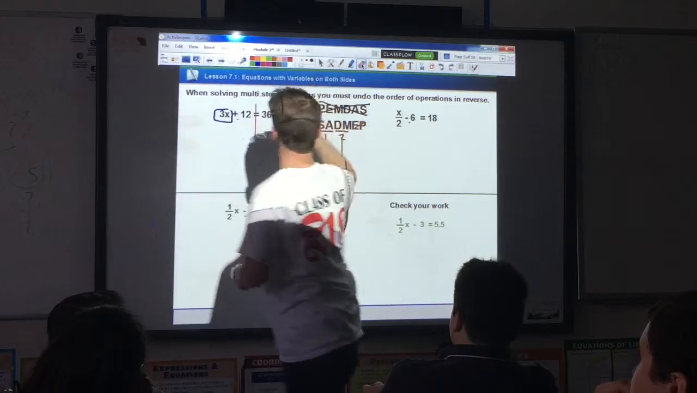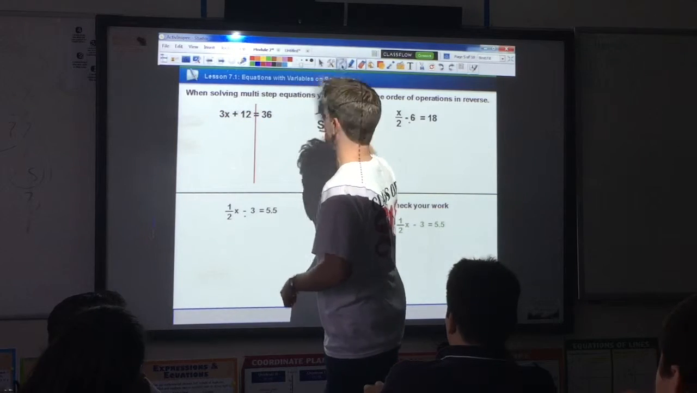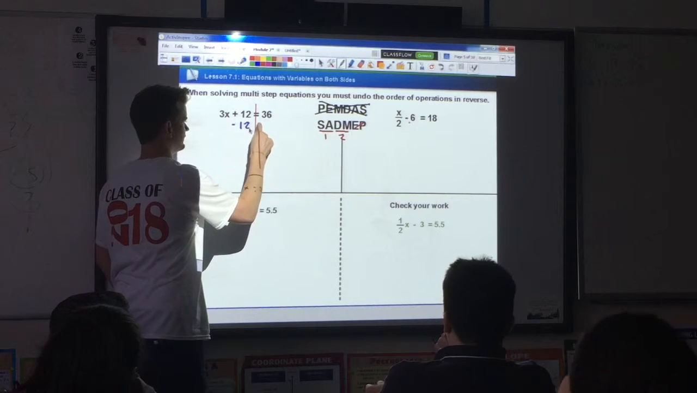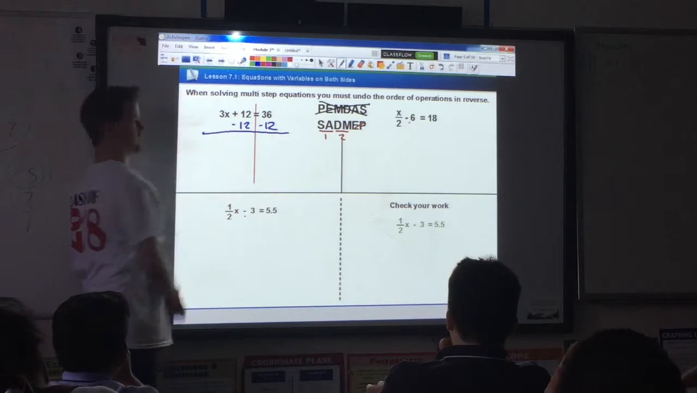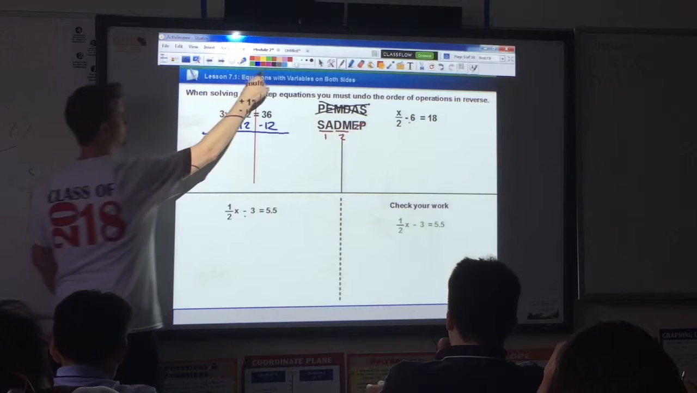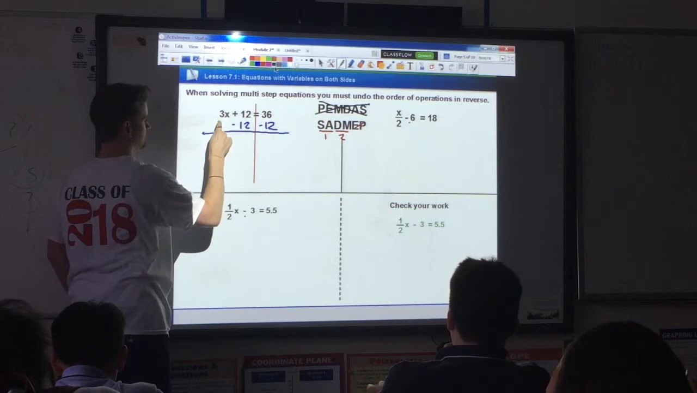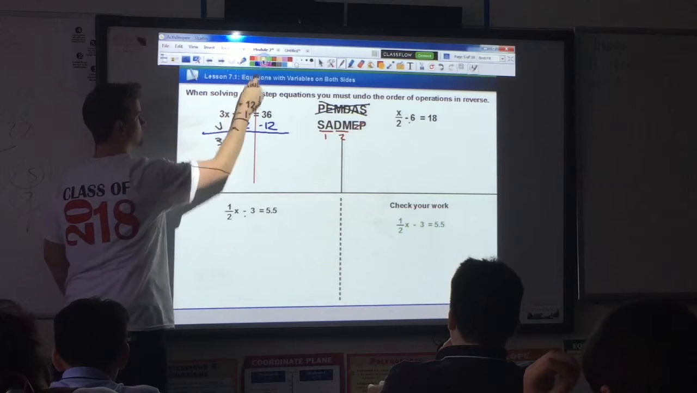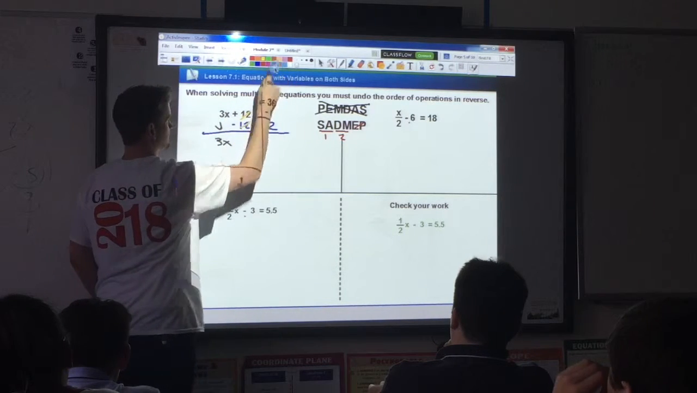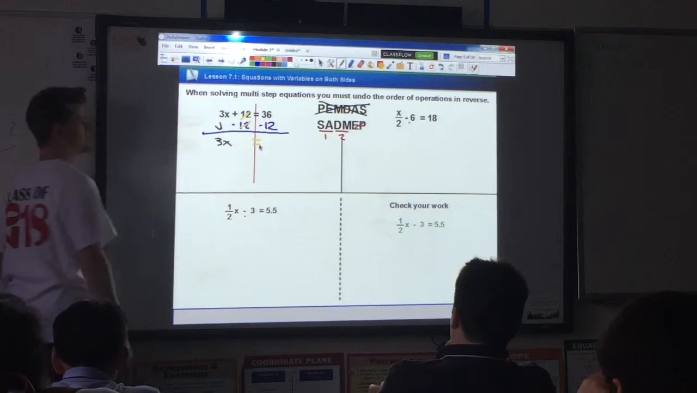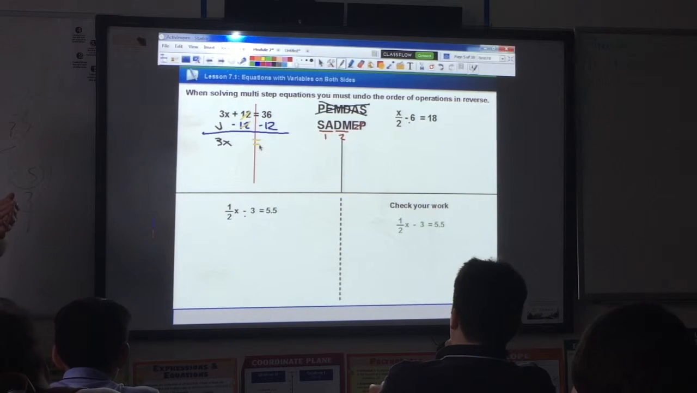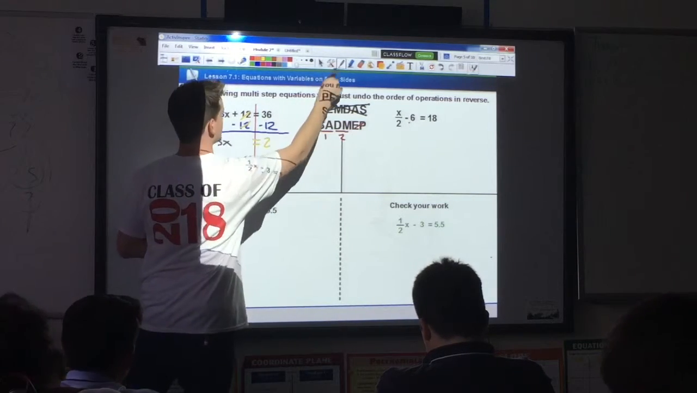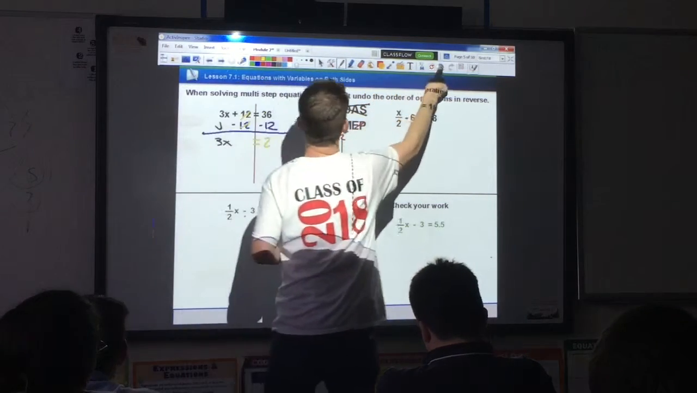What's the opposite, Adriana, of a positive 12? A negative 12. So we subtract 12 from both sides. Draw a little line, and we work from left to right. We bring down the 3x. What happens to these 12s here, guys? They cancel out. They'll become 0. Bring down the equal sign. And then what's 36 minus 12? 24. So we have 3x is equal to 24.